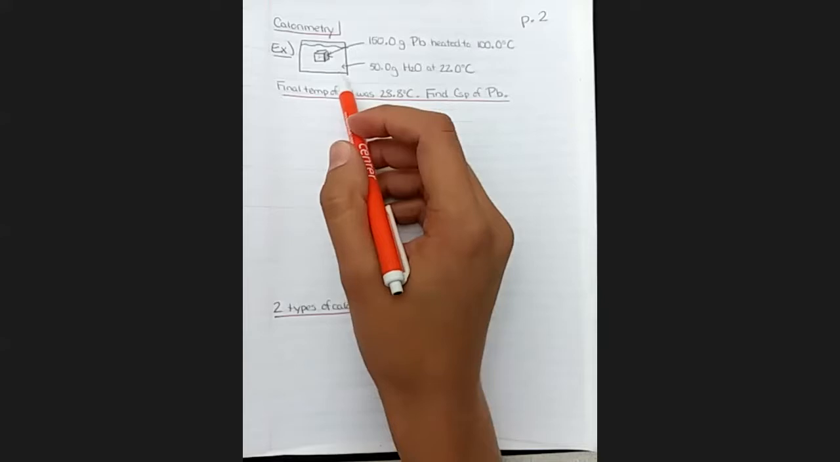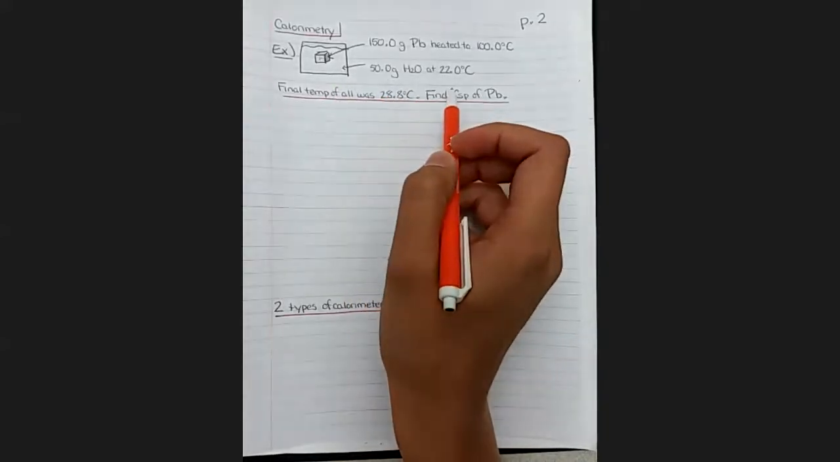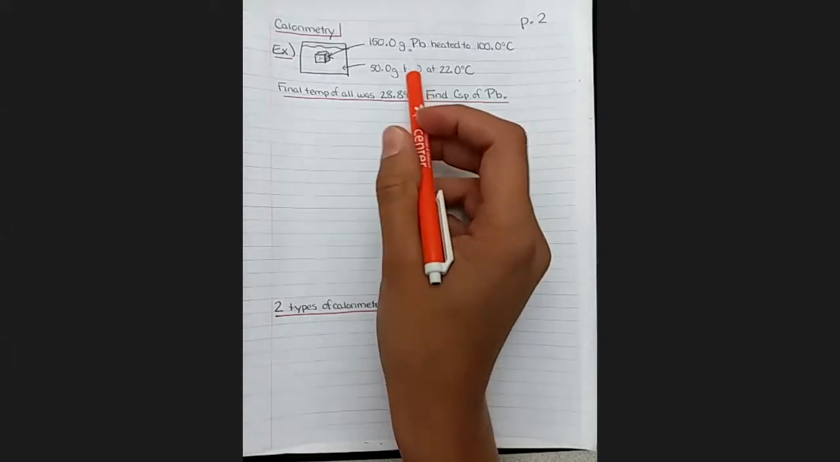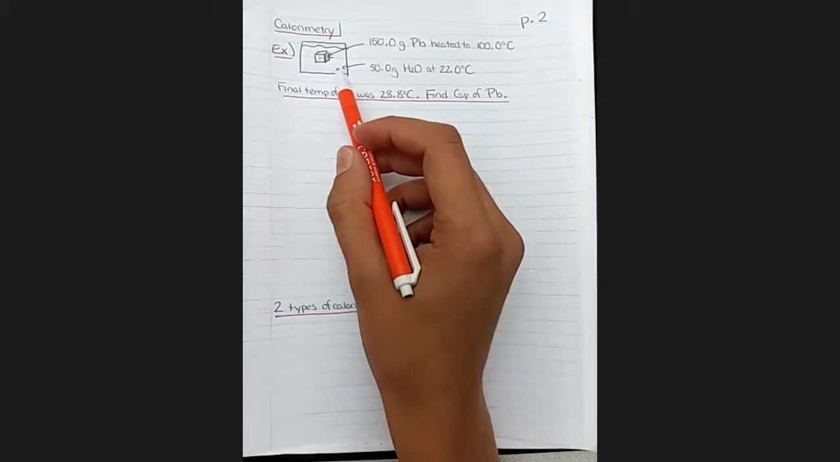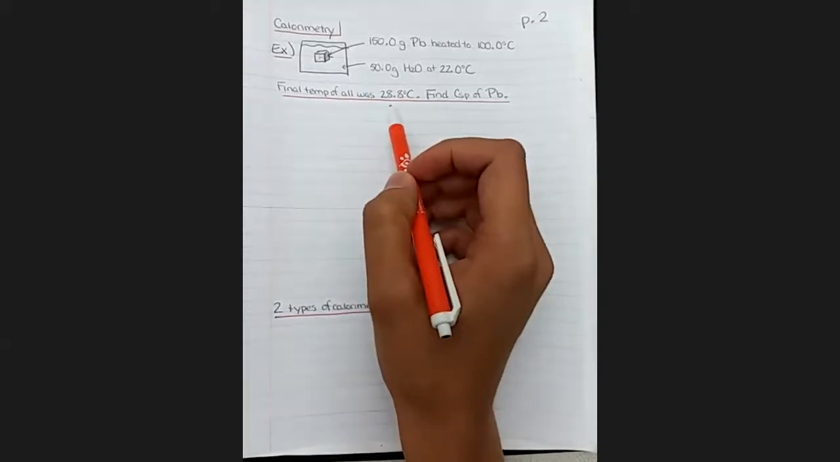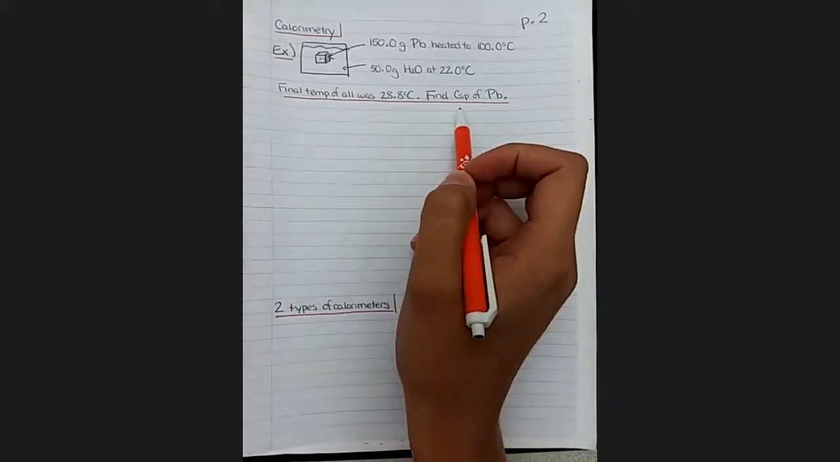And let's say in this box I filled it with 50 grams of water, and the 50 grams of water was at 22 degrees Celsius initially before anything happened. And after I added the metal to the water and I waited for the temperature to equilibrate, the final temperature for everything was 28.8 degrees Celsius. Let's try and solve for the Cs, the specific heat of lead.